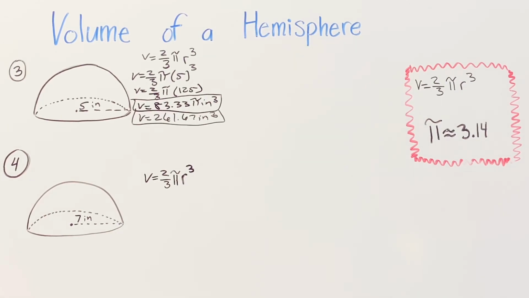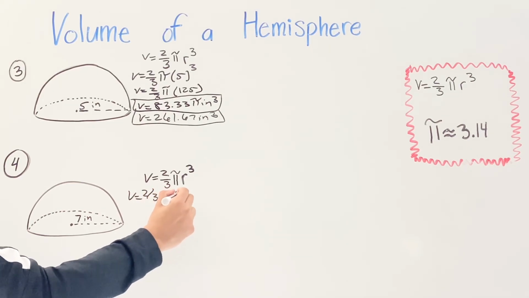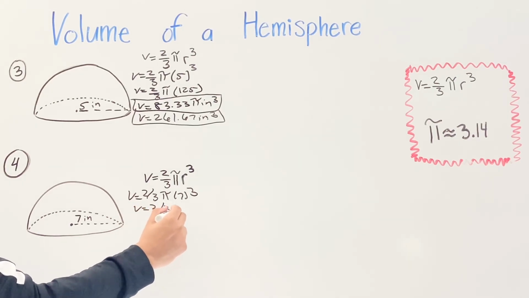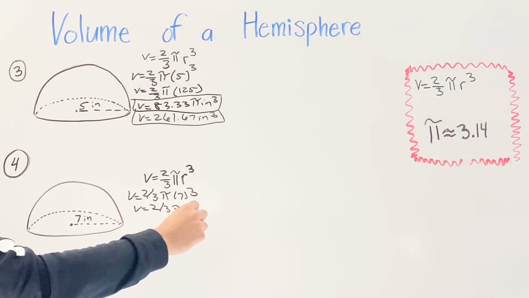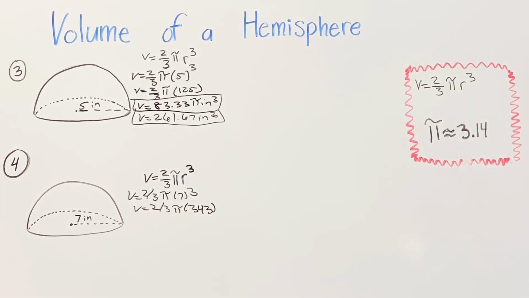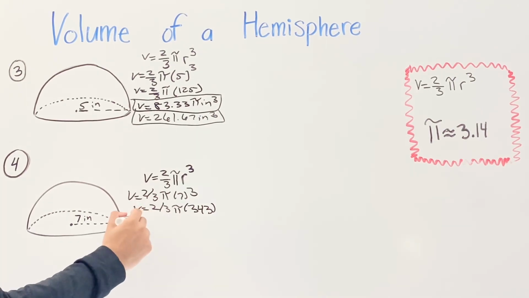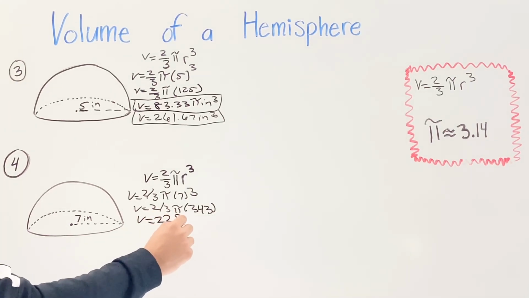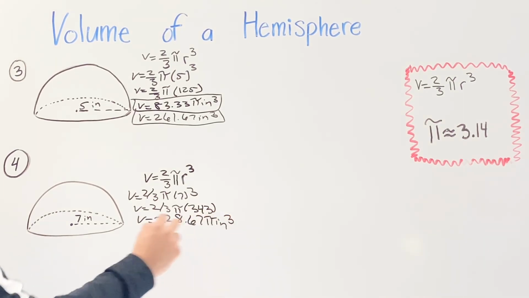Okay, for number 4, our radius is going to be 7. Once again, just plug in 7 for your radius. So V equals 2/3 pi 7 to the third power. V equals 2/3 pi, and 7 times 7 times 7 is going to give us 343. Okay, now we're going to multiply 343 times 2 divided by 3. And we do that. Our answer is going to be 228.67 pi inches cubed.